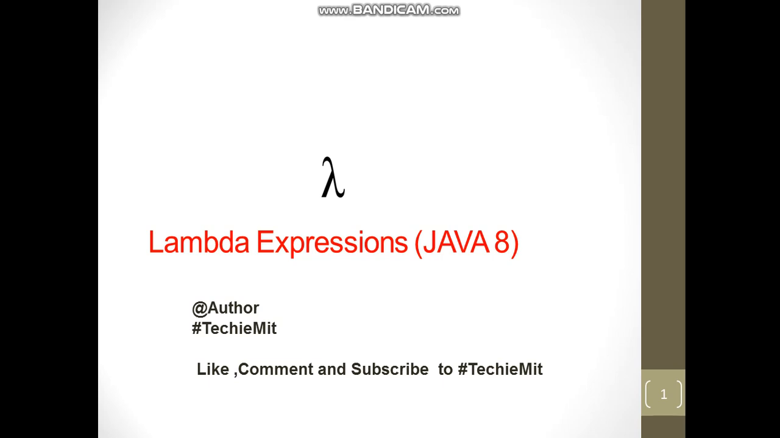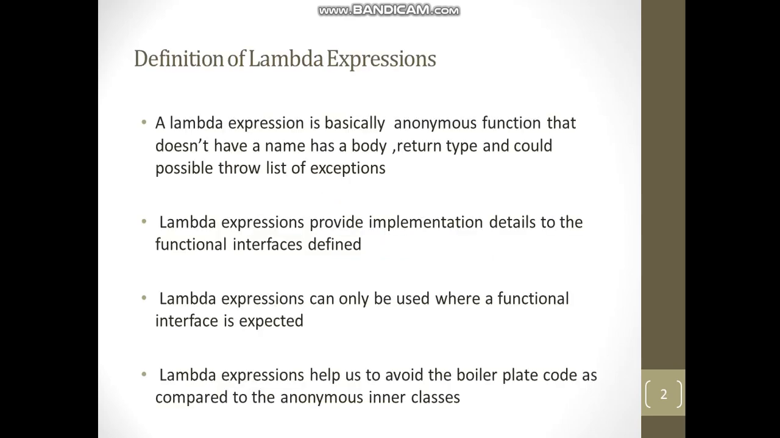So now let's move on to the topic of lambda expressions. Let's go to the first slide of this PPT. See, the definition of lambda expression, what does it suggest? A lambda expression is basically an anonymous function that doesn't have a name, has a body and a return type, and could possibly throw a list of exceptions. So a lambda expression definitely has a body, it may have a return type, and it could possibly also throw a list of exceptions within the code it contains. But it doesn't have a name. That's the specialty of lambda expression.